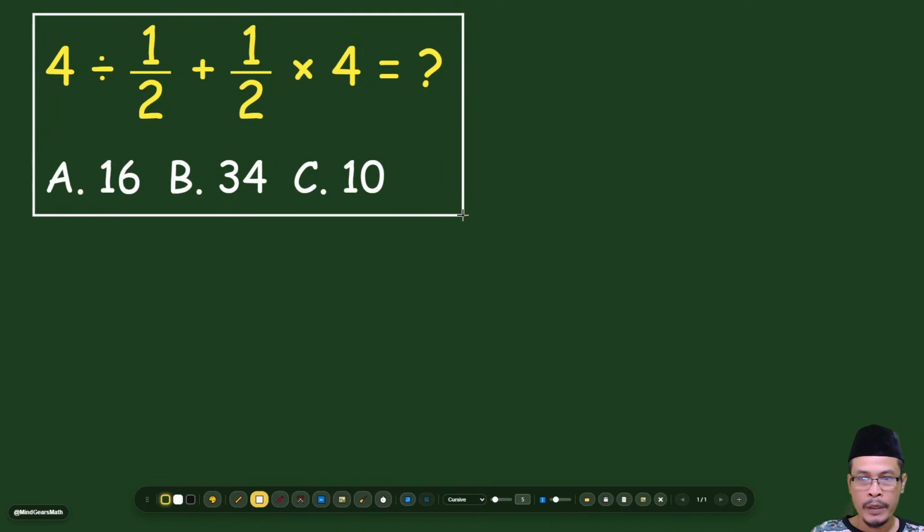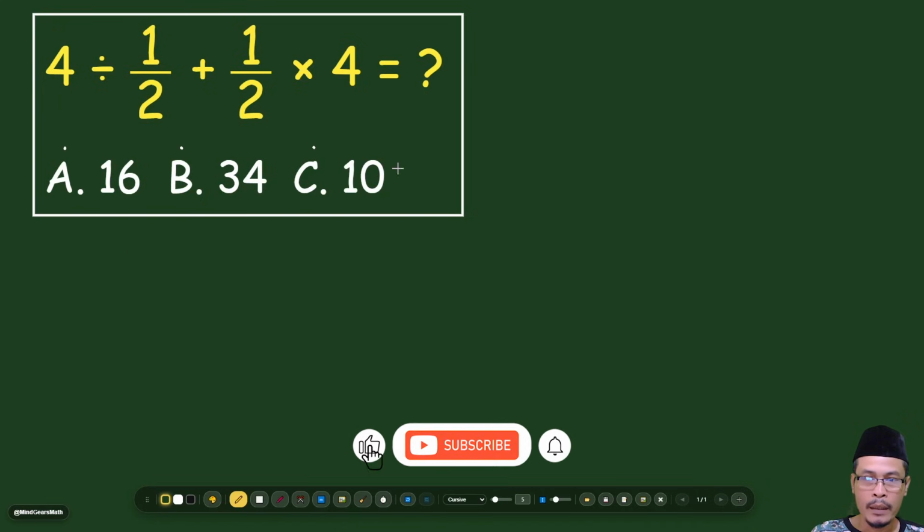Today's problem has a trap you can see. 4 divided by a half plus a half times 4. What is your answer? A, B or C? A 16, B 34, C 10.